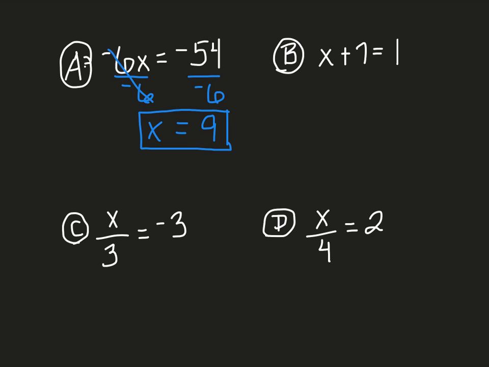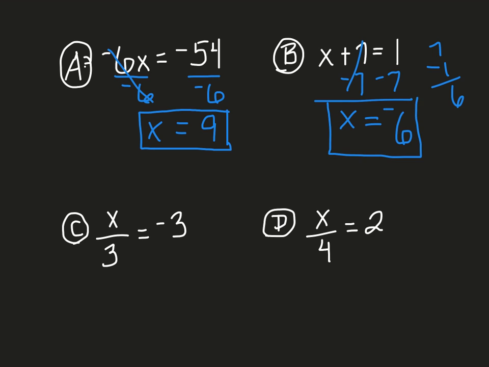Letter B, I have x plus 7 equals 1. So I need to get rid of the positive 7. So the opposite of adding 7 is subtracting 7. So x equals, now I have, this is addition or subtraction, so I have unlike signs, that's a U, unlike signs, so US, unlike signs, subtract, so what's 7 minus 1? That's 6, and then take the sign that you have the most of. I have more negatives than positives, so my answer is negative 6.